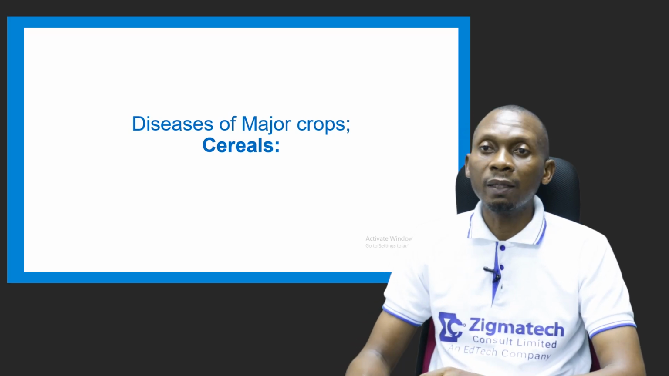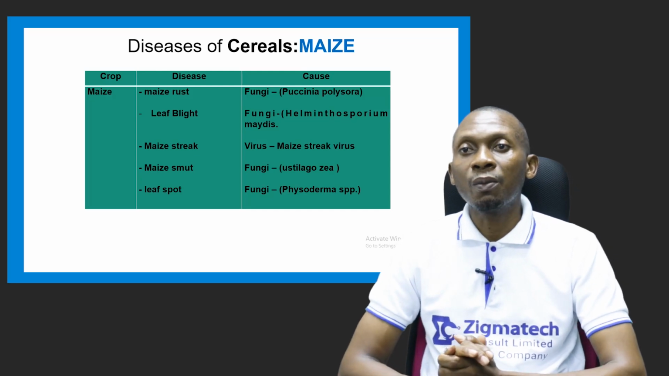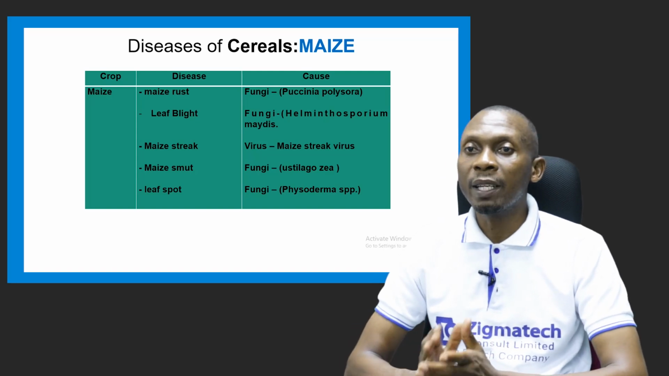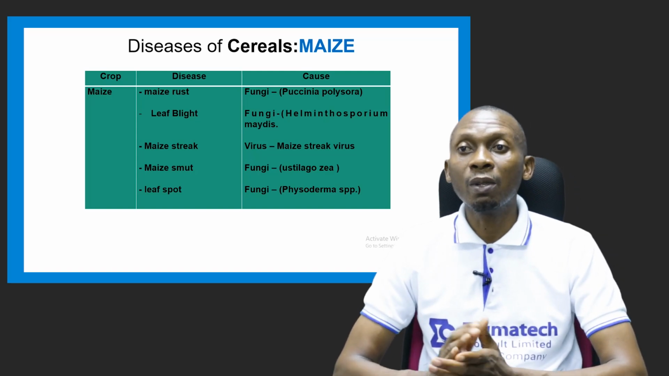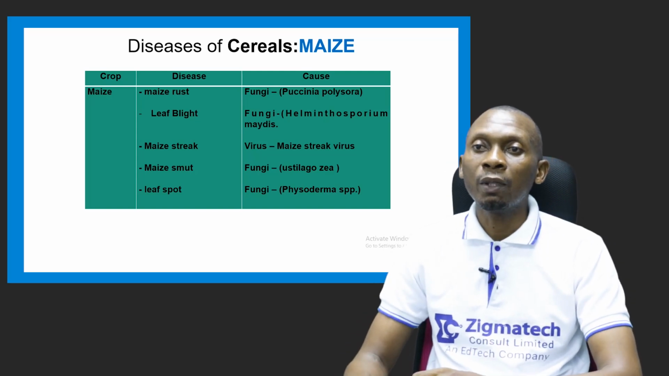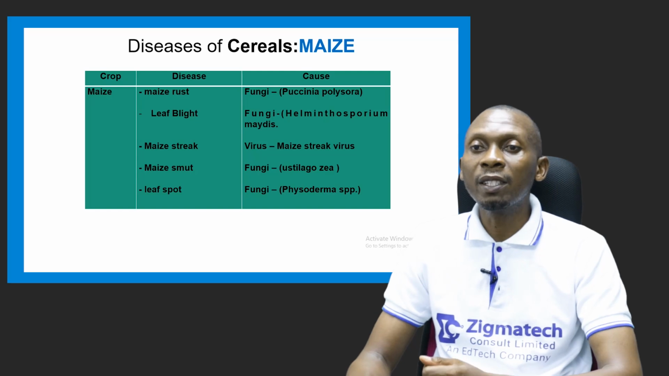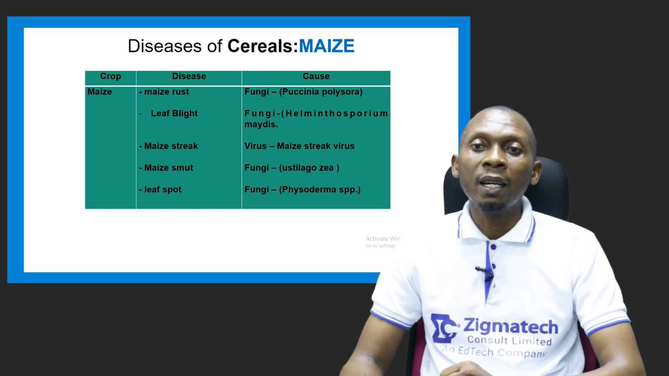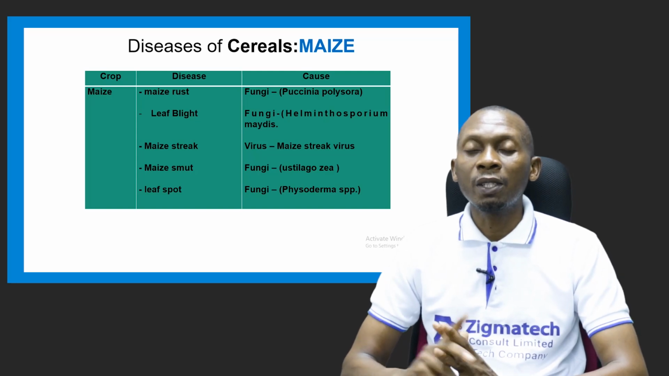So let's go into details now, discussing the diseases of major crops, starting with cereals. For cereals, we'll look at maize, and we have some diseases that we're going to look at. We have maize rust, which is a fungal disease, scientific name Puccinia polypsora. We have leaf blight, another fungal disease of maize, Helminthosporium maydis. We have maize streak, a viral disease caused by maize streak virus. We have maize smut, a fungal disease caused by Ustilago zeae. Then we have leaf spot, a fungal disease caused by Physoderma species.